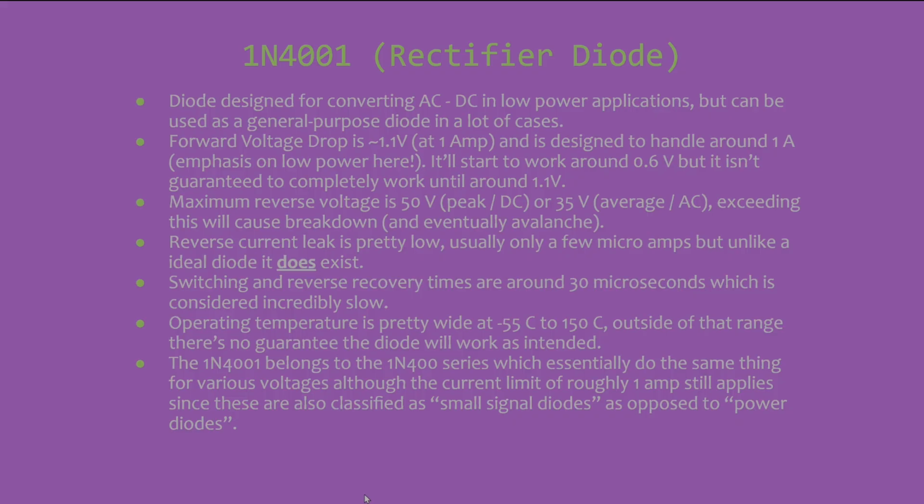Operating temperature is pretty wide, negative 55 C to 150 C, but outside that range, there's no guarantee it'll work anymore. And then the 1N4001 belongs to the 1N400x family, and as they go up a number, they can handle bigger voltages. But since this is a small signal diode, it really only can handle 1 amp in the entire series. If you get a diode that isn't an LED in a hobby kit, there's a good chance it'll be this one or something else from the same series.